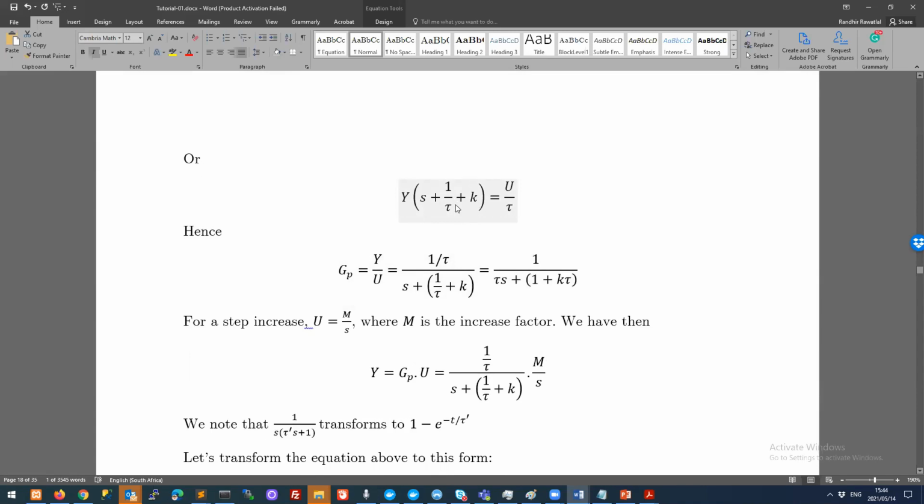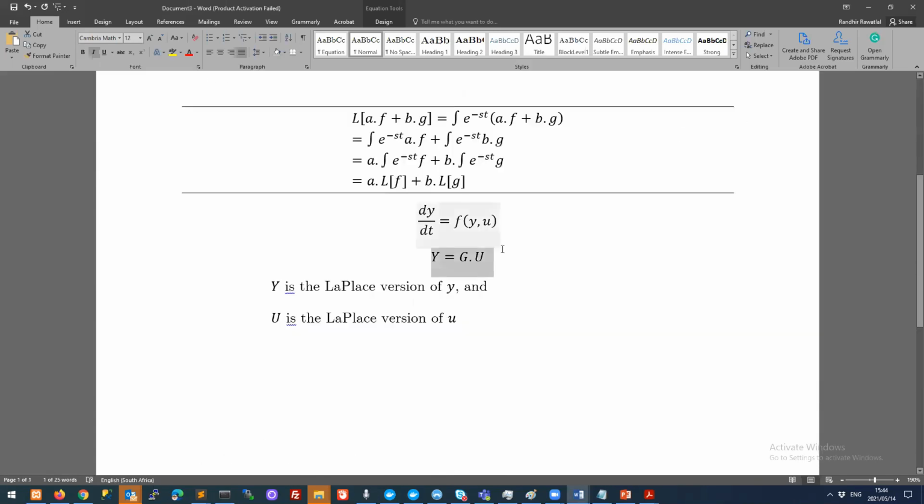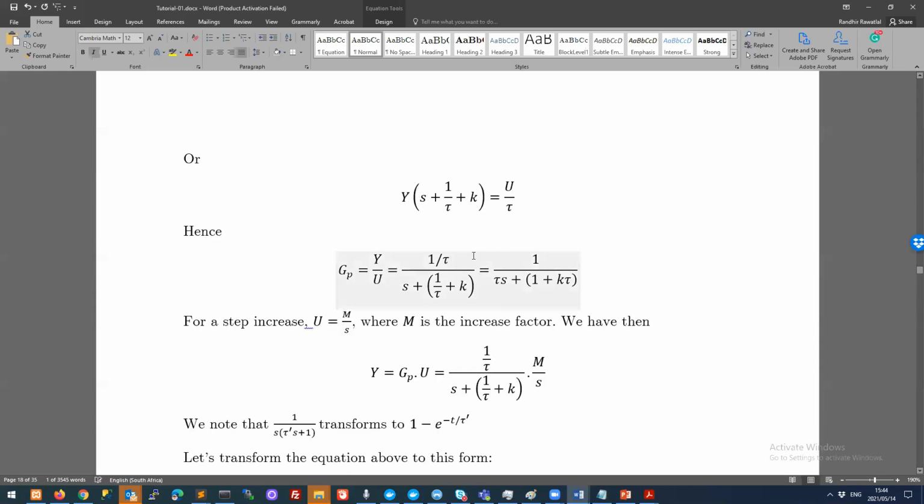So remember, we wanted y equals g times u. So if you look at this equation now, G is equal to 1 over tau divided by this thing, 1 over tau divided by that. Right, so now we have this, what's called a transfer function. So that's what we're looking for.